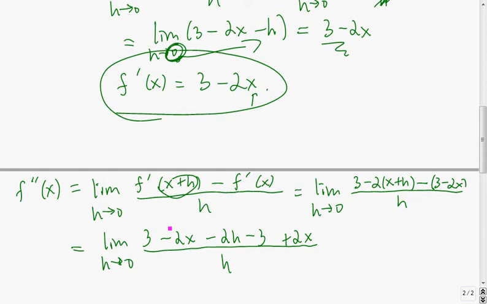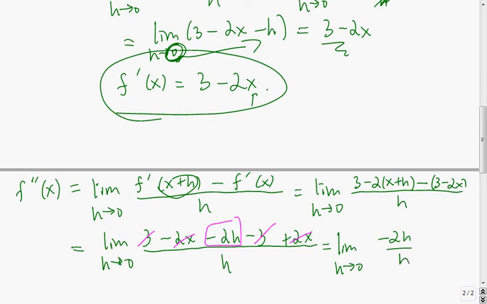We're going to get things to cancel here. So the 3 goes away. The 3 cancels with the negative 3, the negative 2x cancels with the 2x. So in the top, we're left with negative 2h. So we get the limit as h goes to 0 of negative 2h divided by h.